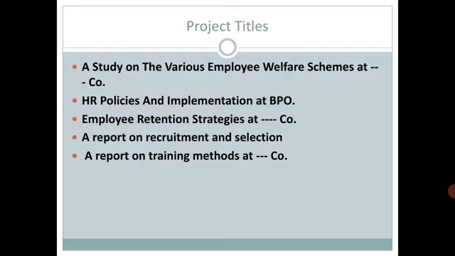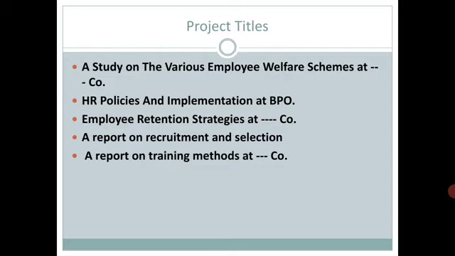Then a report on recruitment and selection. Means what is the recruitment and selection procedure adopted in different companies? Whichever company you have highlighted, what is the recruitment and selection procedure? You are supposed to introduce this.